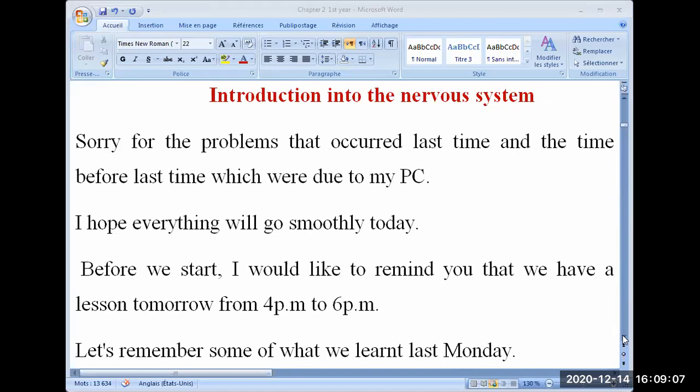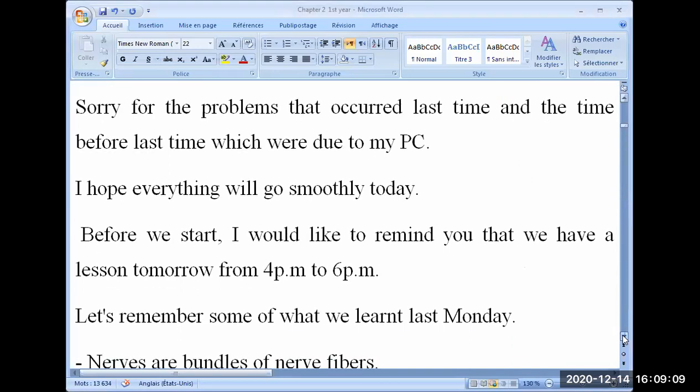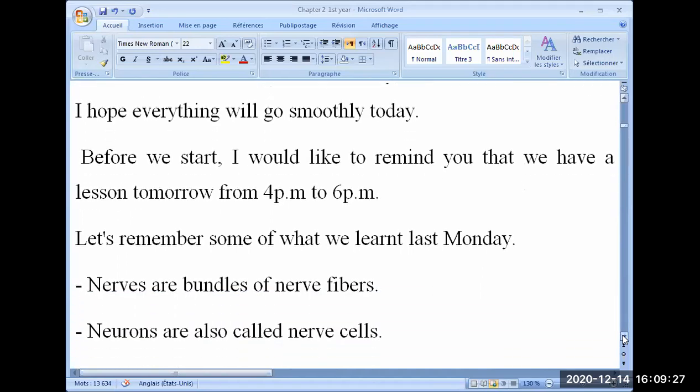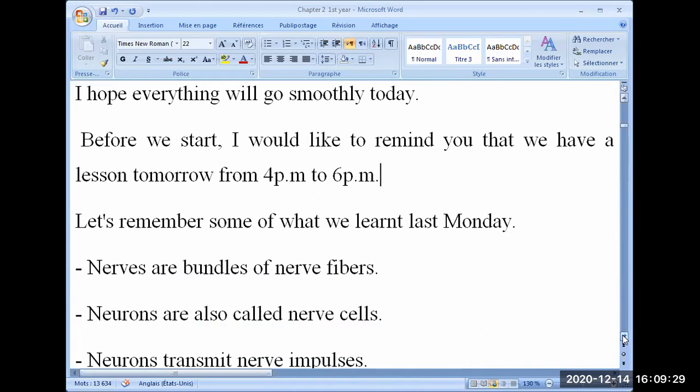Okay, nice. Just to tell you before we start that tomorrow we have the last lesson, of course, from 4 p.m. to 6 p.m., which will be about the cardiovascular system. So today we will finish with this nervous system, which made us nervous. Let's carry on with the nervous system.